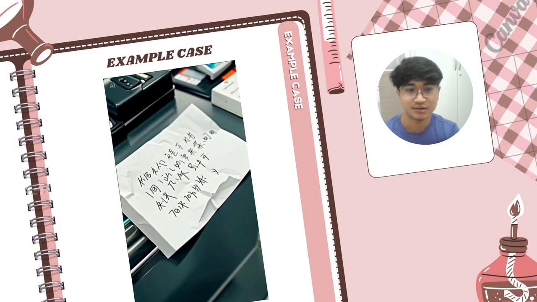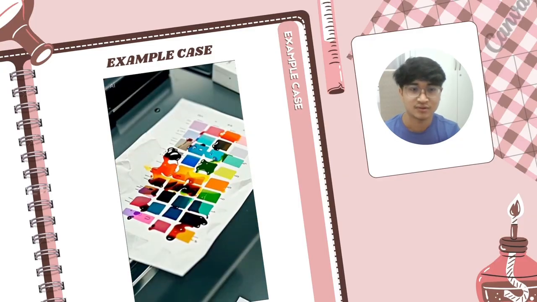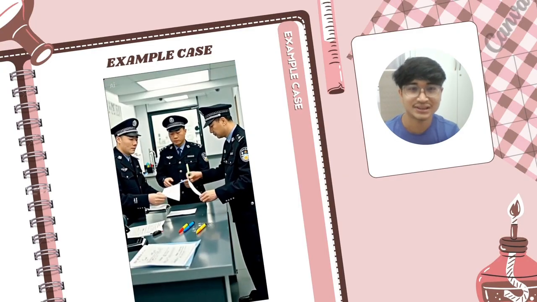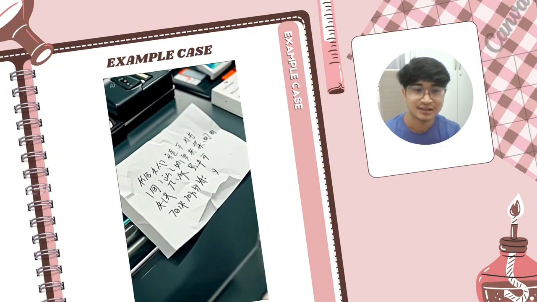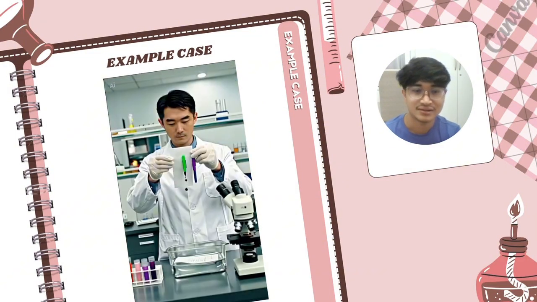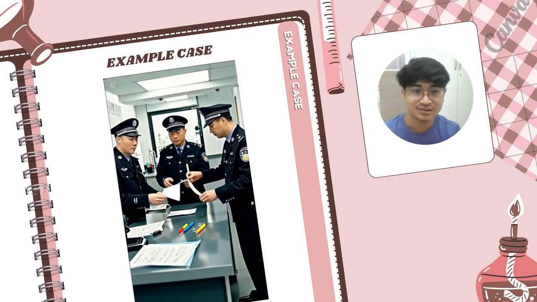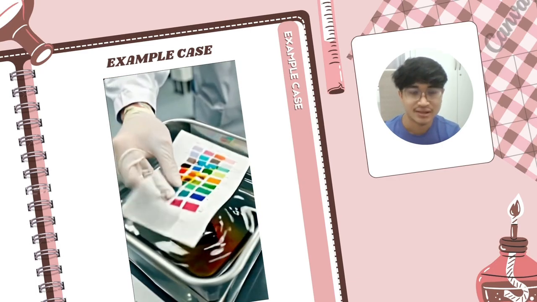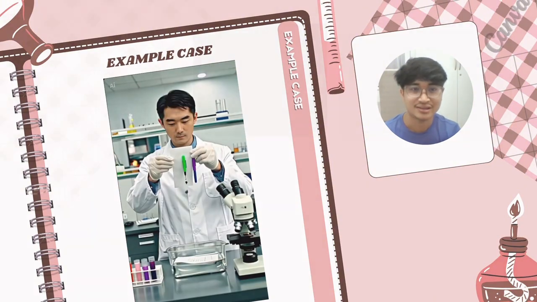But this result alone does not prove who wrote the letter. It becomes valuable forensic evidence when combined with fingerprints, handwriting analysis, CCTV footage, and other evidence collected during the investigation. This example shows how chromatography helps forensic scientists compare chemical evidence objectively and accurately.